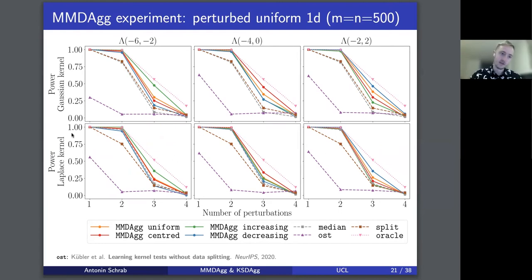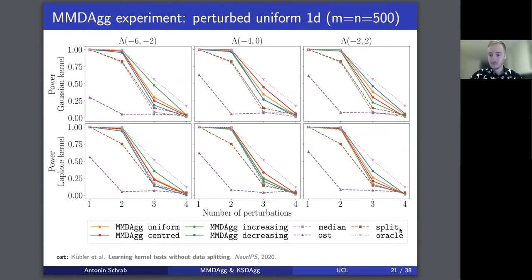So we consider both the Gaussian kernel and the Laplace kernel, and we vary the collection of bandwidth. The collection of bandwidth increases from left to right. The values of the bandwidth increase. The tests we consider are our MMD Agg test with uniform, centered, increasing and decreasing weights. We consider the median test. This is just the MMD where we set the bandwidth to be the median heuristic.